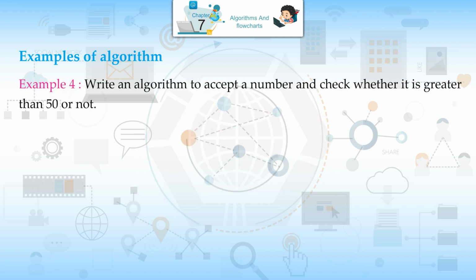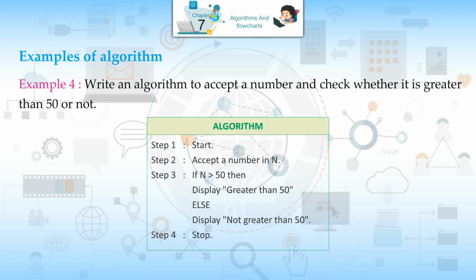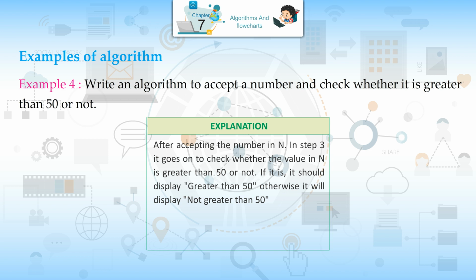Example 4. Write an algorithm to accept a number and check whether it is greater than 50 or not. Algorithm. Step 1. Start. Step 2. Accept a number in N. Step 3. If N is greater than 50, then display greater than 50, else display not greater than 50. Step 4. Stop. Explanation. After accepting the number in N, in step 3 it goes on to check whether the value in N is greater than 50 or not. If it is, it should display greater than 50.